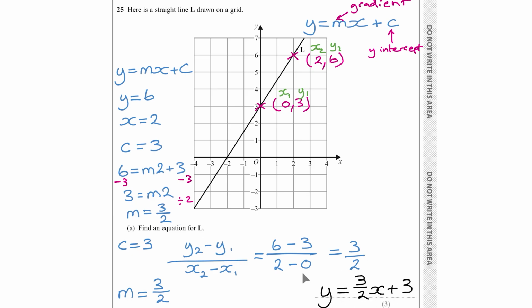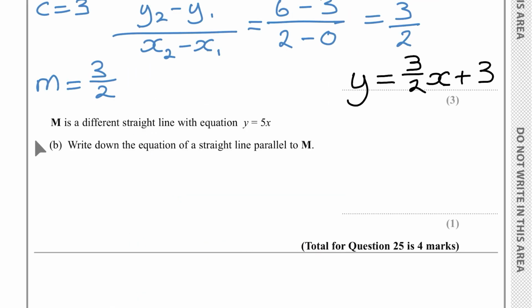But looking at the mark scheme, this technique, y2 minus y1, is the preferred answer. That's the first option they give to award the mark, and whoever is marking your exam, that's what ideally they're going to be looking for. So revise this technique, how to find the gradient of a line, the y2 minus y1 divided by x2 minus x1. And then part B, M is a different straight line.